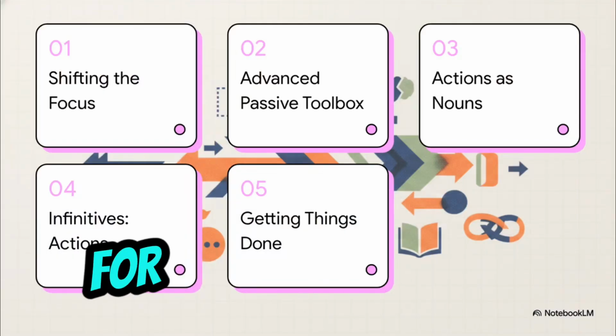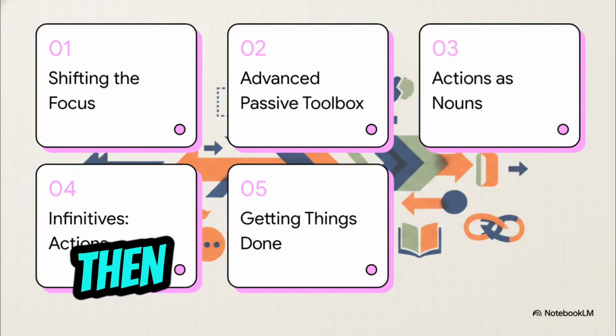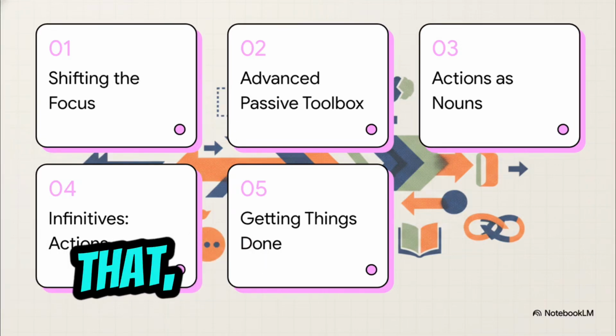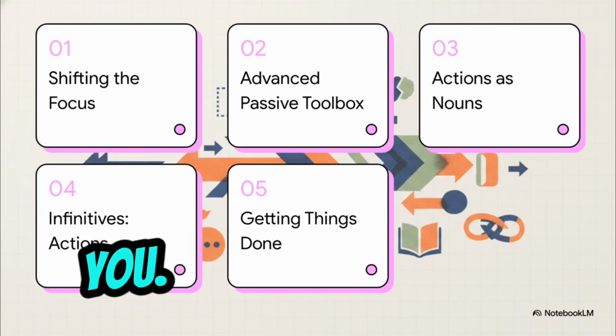So here's our roadmap for this journey. First, we're going to master shifting that focus with the passive voice. Then we'll open up an advanced toolbox of passive structures for more formal, kind of sophisticated situations. After that, we'll see how to turn actions into nouns, and then finally, we'll cover the really useful grammar for talking about getting things done for you.